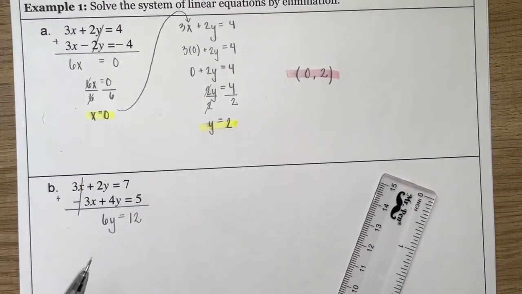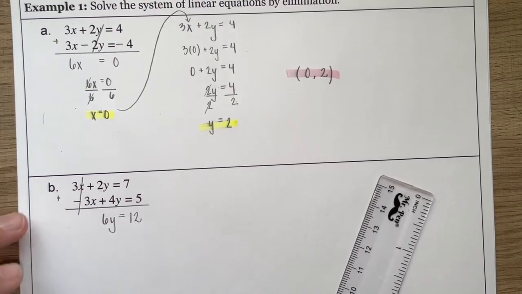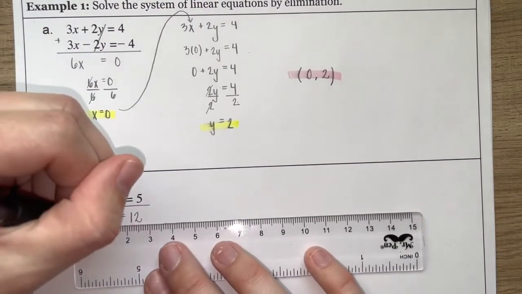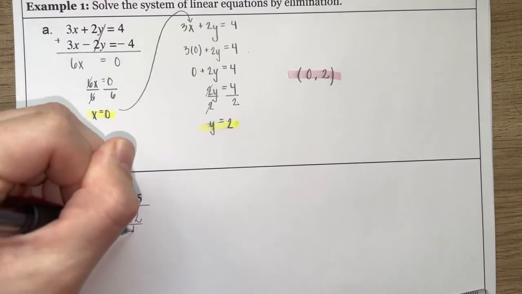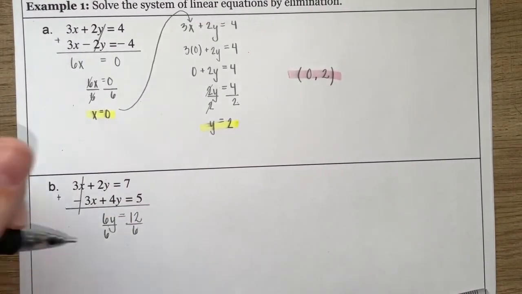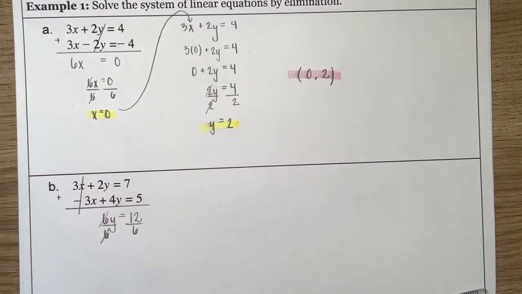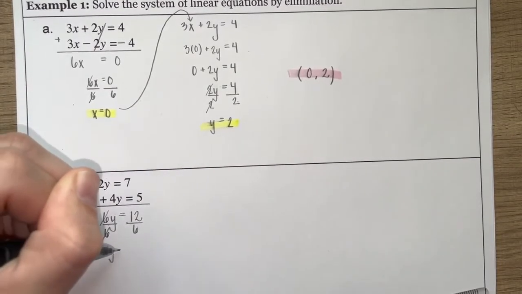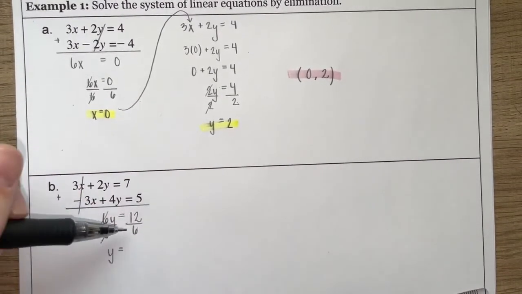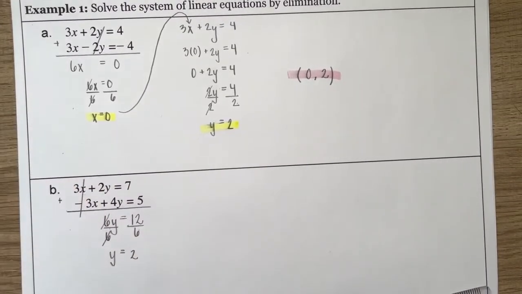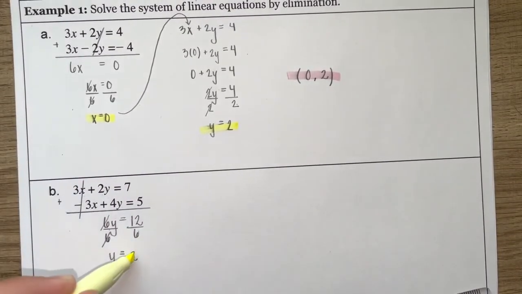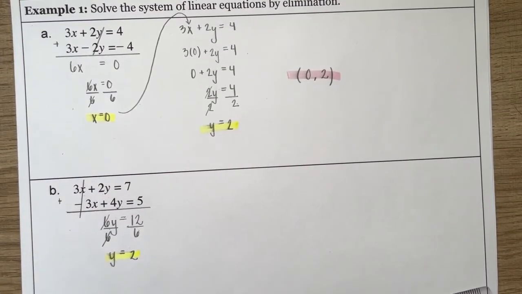I want to get y by itself in order to solve for it, so I'm going to undo multiplying by 6 by dividing both sides by 6. So 6 divided by 6 cancels out, and on the left side of the equal sign I'm just left with y, and then equals 12 divided by 6 is 2. So y is 2. So we found 1/2 of our final solution.